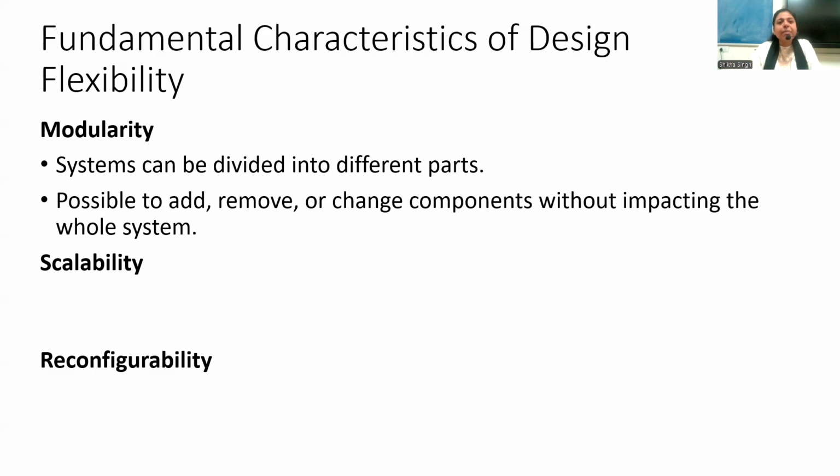So systems can be divided into different parts. That is one way of thinking for design flexibility. And then you may easily add, remove, or change the components without impacting the whole system. One very good example is that these days in laptops or in your CPUs, we always get slots to increase the RAM.